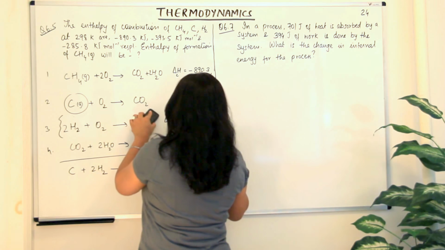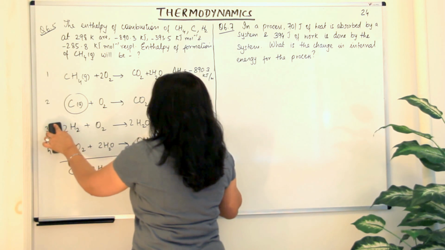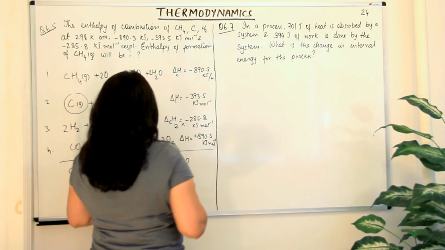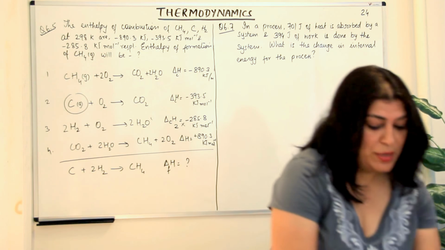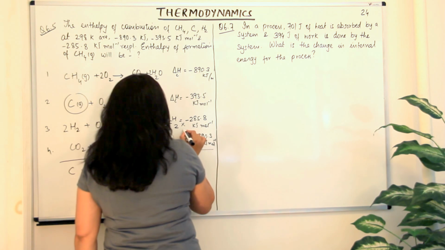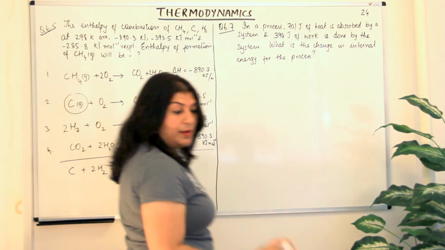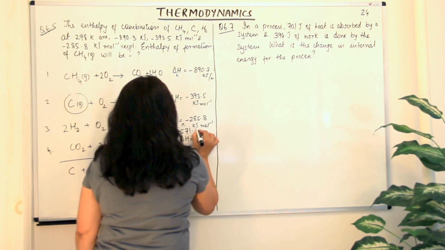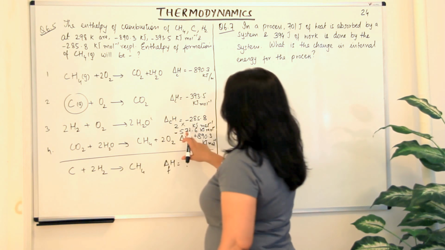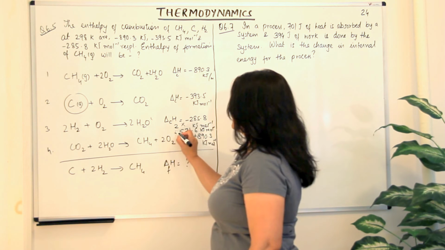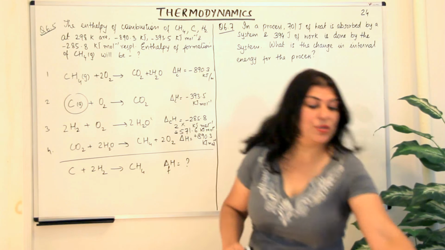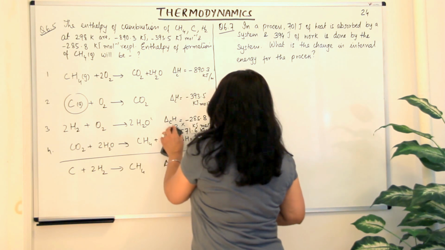So now I'm just removing this so that you know that we have multiplied this entire equation by 2. And the heat should also be multiplied by 2. When you multiply this heat by 2, it comes out to be 571.6 kilojoules per mole. Okay? On multiplying it by 2, this will become equal to 571.6, and it's a negative value, negative 571.6.